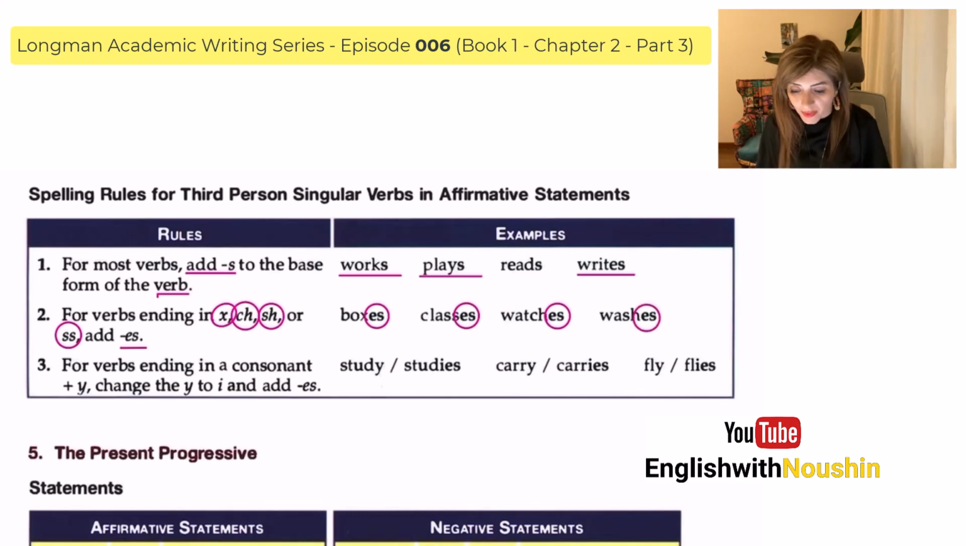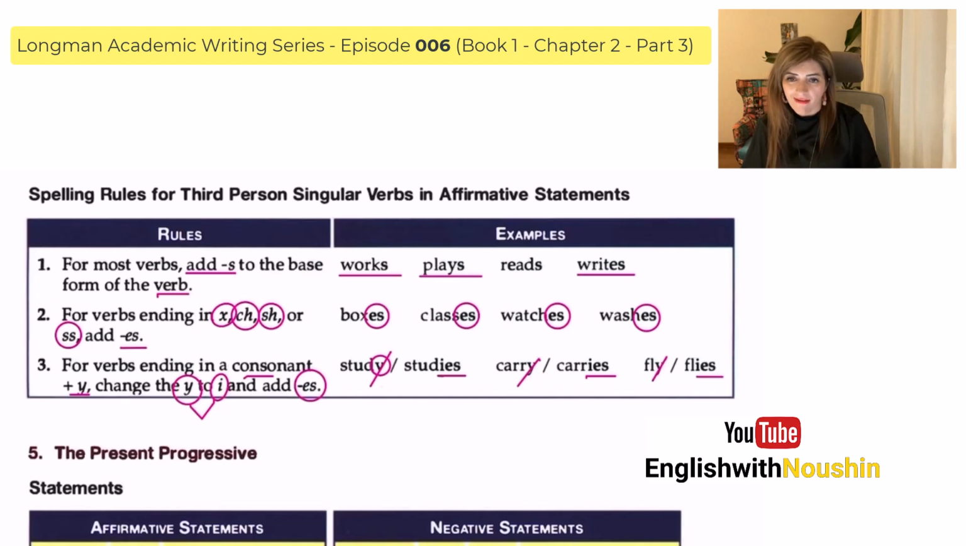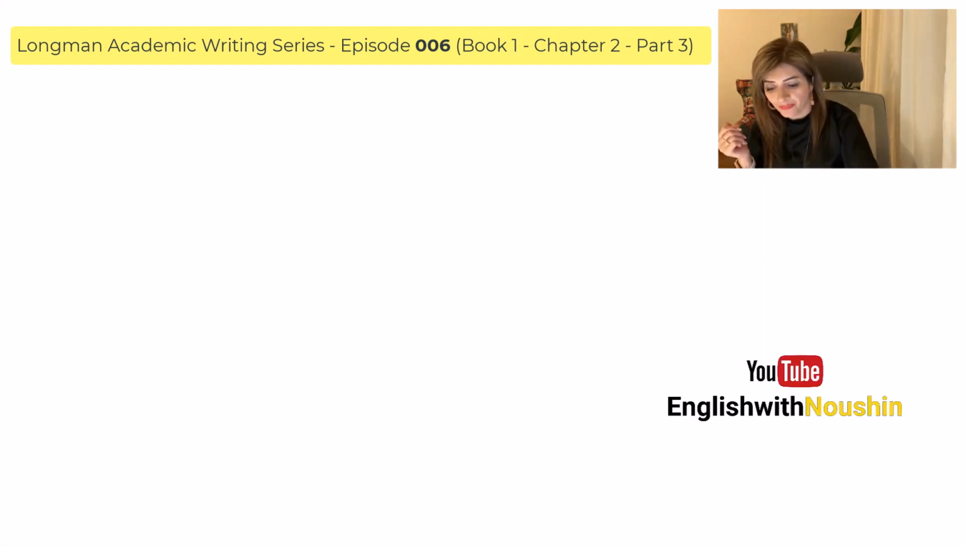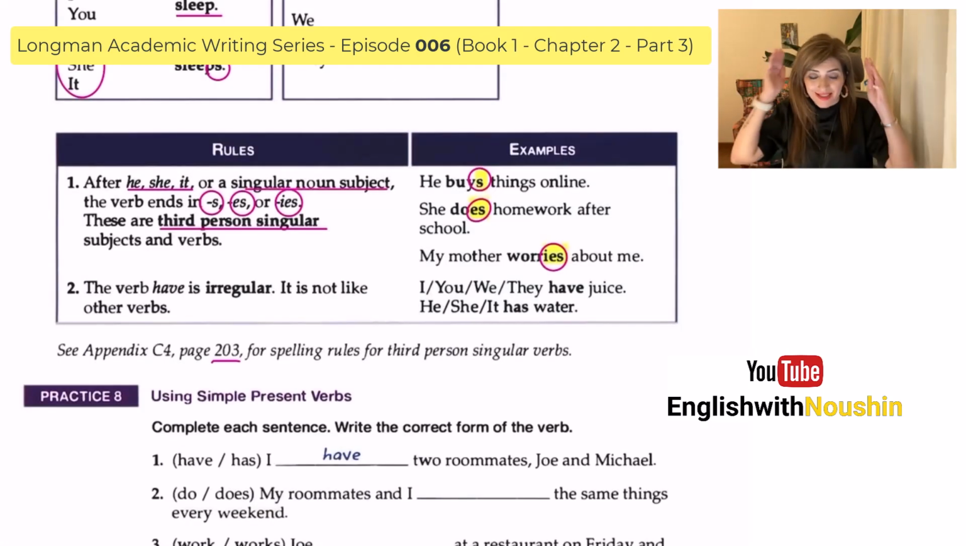And if your verb ends in a consonant plus Y, you change the Y to I, and then you add ES. So study, you cross out Y, you add IES. Carry, you cross out Y, you add IES. Fly, you cross out Y, you add IES. As Turks would say, bitti, finished. That's it. Seriously, that's it.